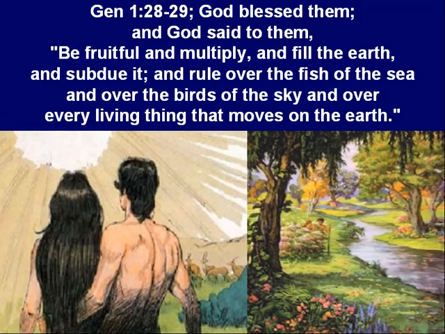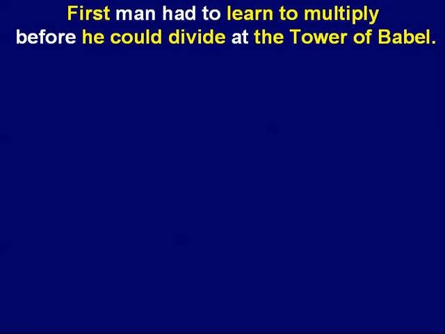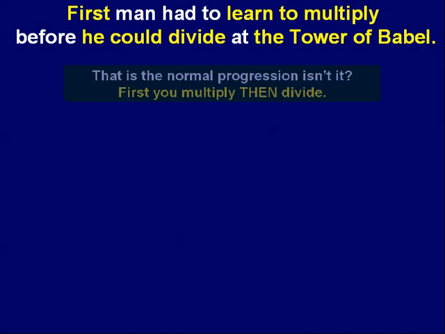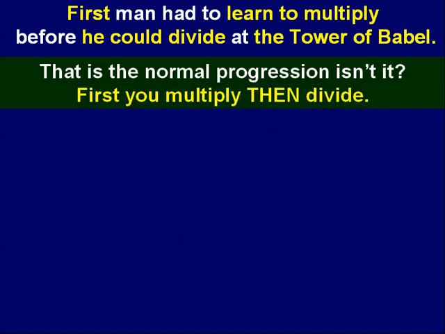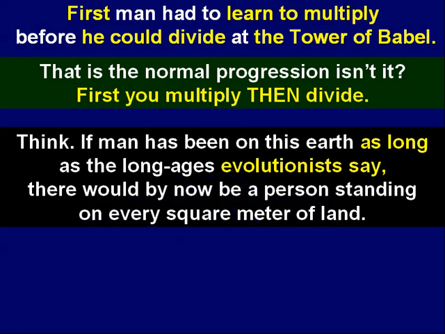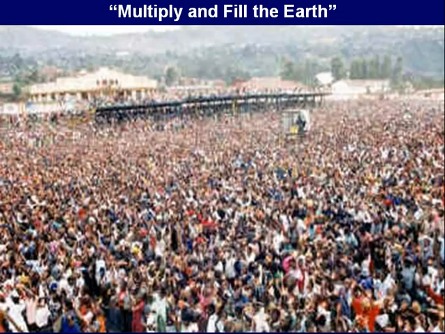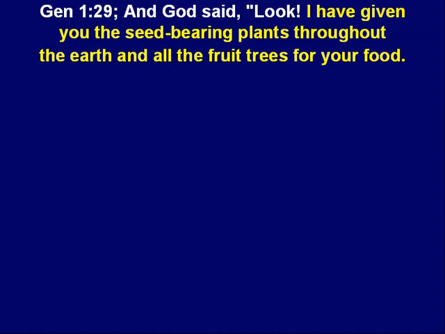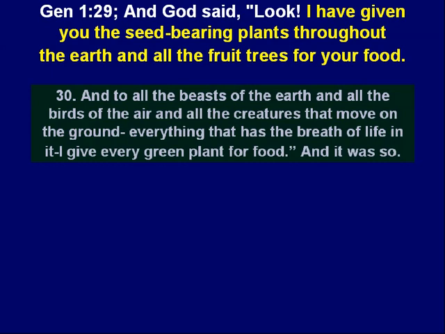Be fruitful and multiply, fill the earth, subdue it, rule over it, over the birds of the sky, over every living creature that moves upon the earth. First man had to learn to multiply before he could divide at the Tower of Babel. That's the normal progression, isn't it? First you multiply, then you divide. Think, if man had been on this earth as long as the long ages evolutionists say, there would by now be a person standing over every square meter of land. Multiply and fill the earth. Look, I have given you the seed-bearing plants throughout the earth and all the fruit trees for your food.